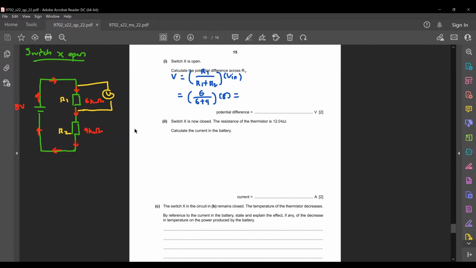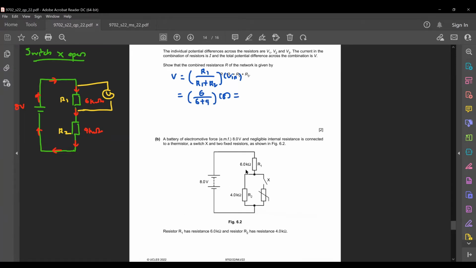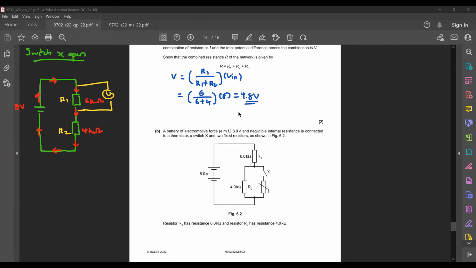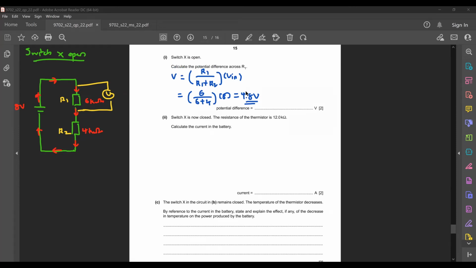Did I do something wrong here? 6 kilo ohms and 4 kilo ohms, sorry. I wrote this as 9, right? My mistake. This is 4. So 0.6 times 8 gives you 4.8 volts. All right, so the answer for this is 4.8 volts.